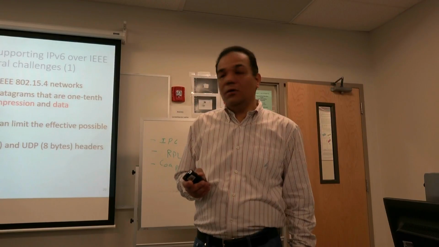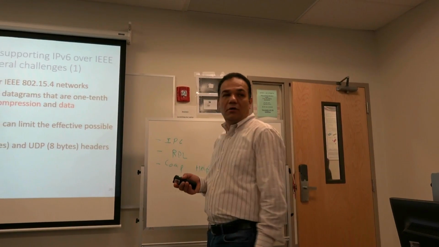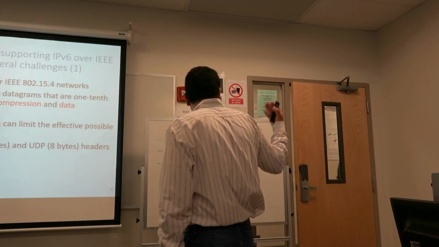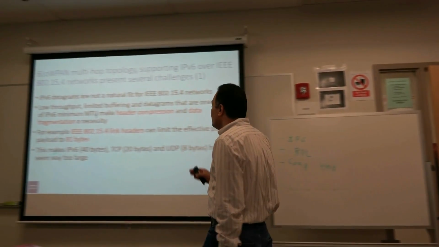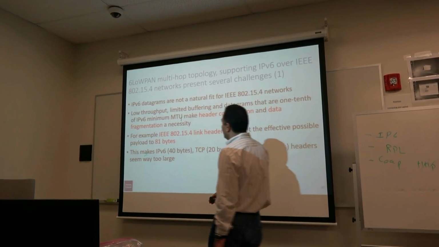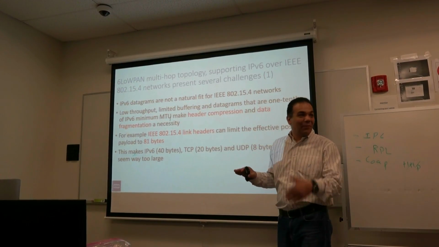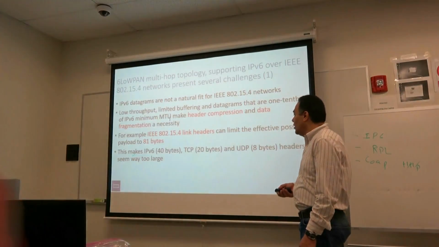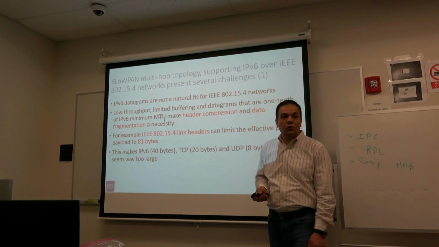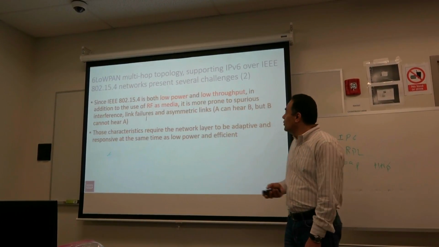40 almost. 47. Okay, so it will be for the data. This makes IPv6 40 bytes. The IPv6 has 40 bytes in the header. TCP has 20. UDP has 8 bytes in the header. Okay, it seems like it's too much.